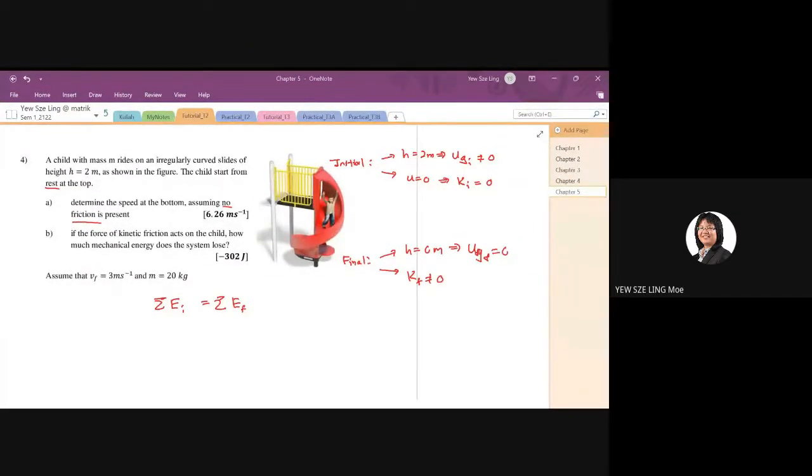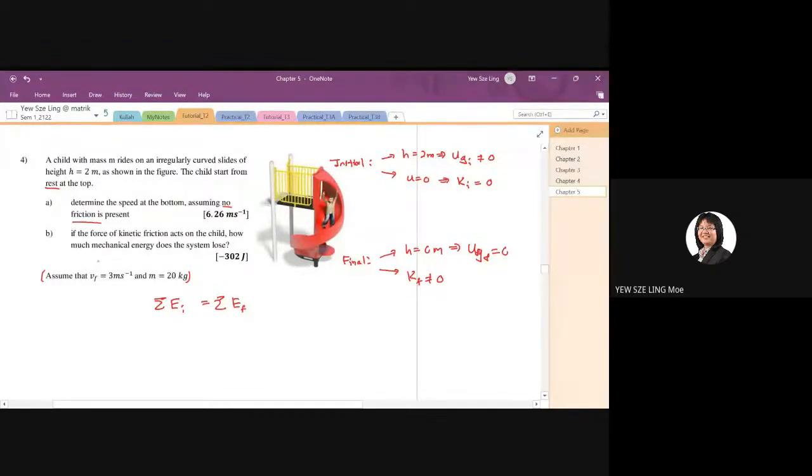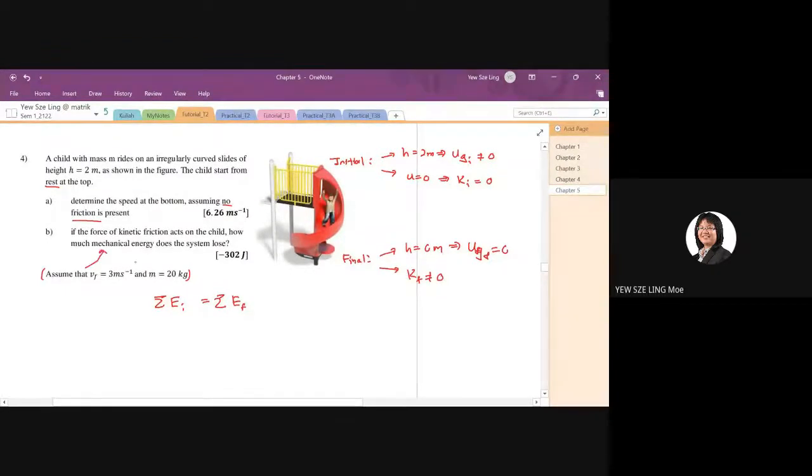But yeah, I think the question got something wrong. You need to change the question a little bit. Why? Because this assumption is for question B, not for the whole question. Otherwise, what is the point of determining the final speed if it's given? So the question is a little bit wrong.